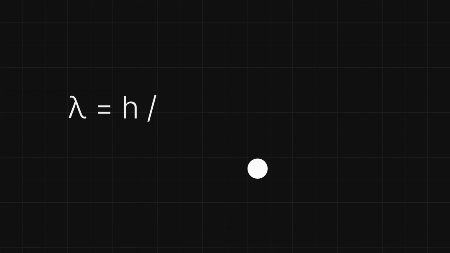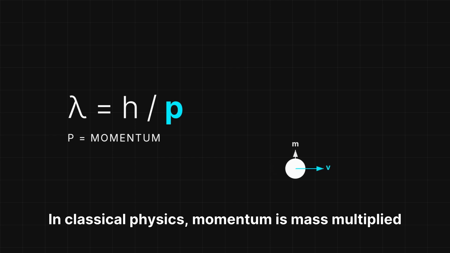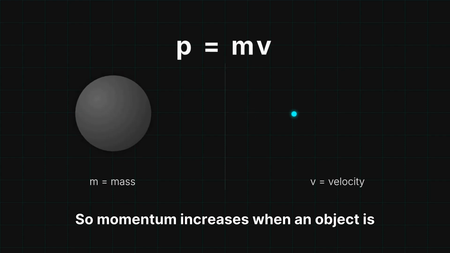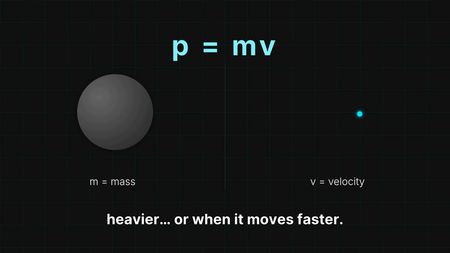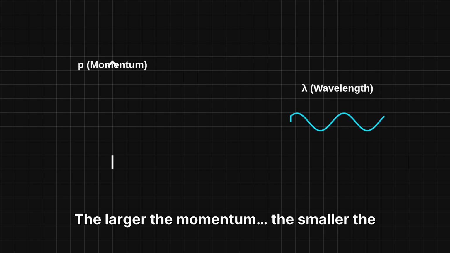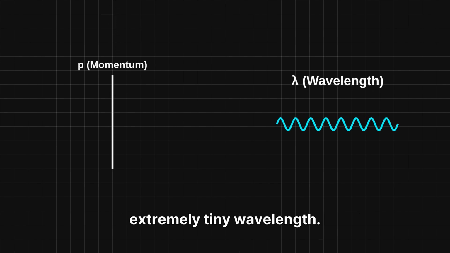P means momentum. Momentum is the quantity of motion. In classical physics, momentum is mass multiplied by velocity. M is mass. V is velocity. So momentum increases when an object is heavier, or when it moves faster. Now the formula becomes intuitive. The larger the momentum, the smaller the wavelength. A fast or massive object has an extremely tiny wavelength.